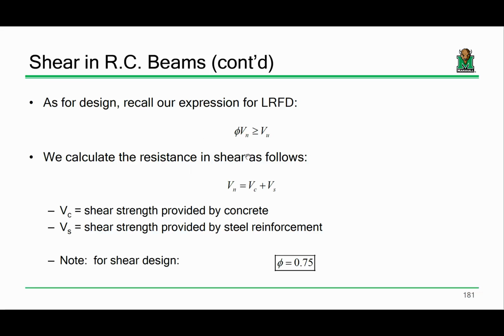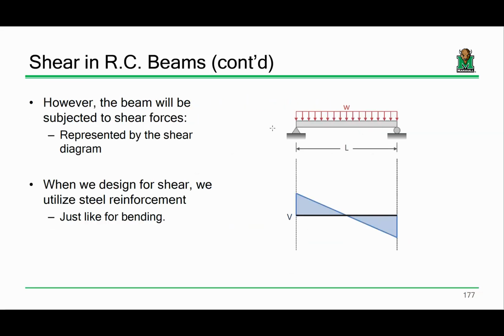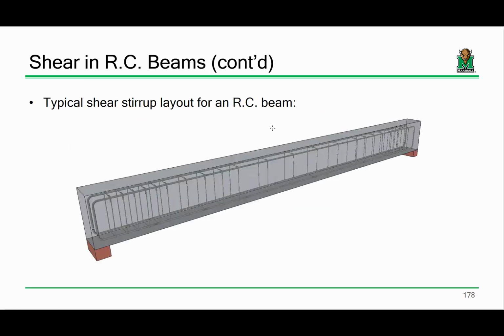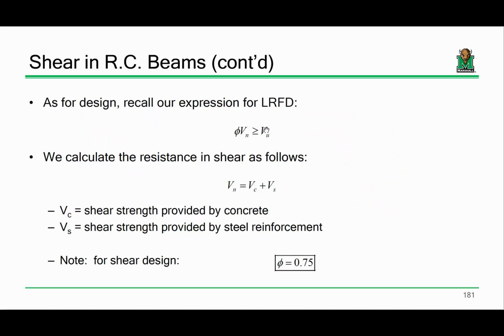So let's go back to our basic design expression. Up until now we've been using phi Mn is greater than or equal to Mu. So basically saying that the moment capacity has got to be greater than or equal to the applied moment. Well, here we're saying that the shear capacity has to be greater than or equal to the applied shear. So let's talk about the shear capacity, because the applied shear, that's basically just our structural analysis, and that's pretty straightforward to compute. What's new and what we need to take some time discussing is phi Vn.